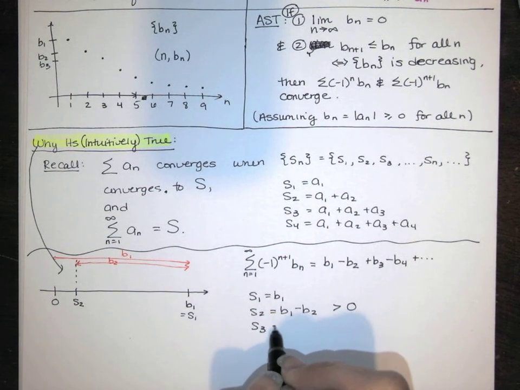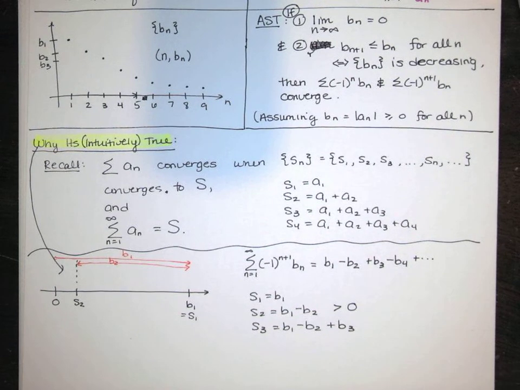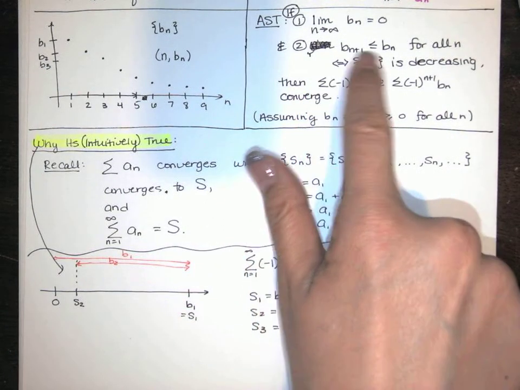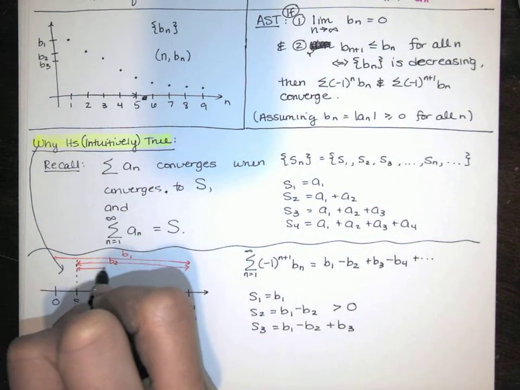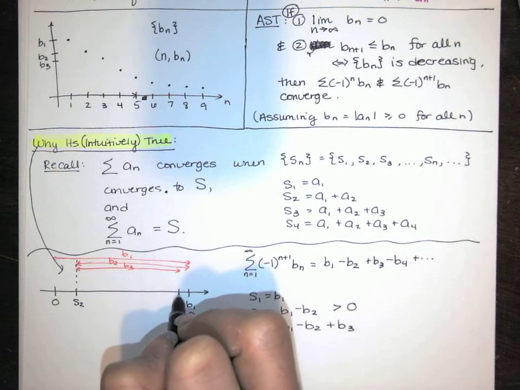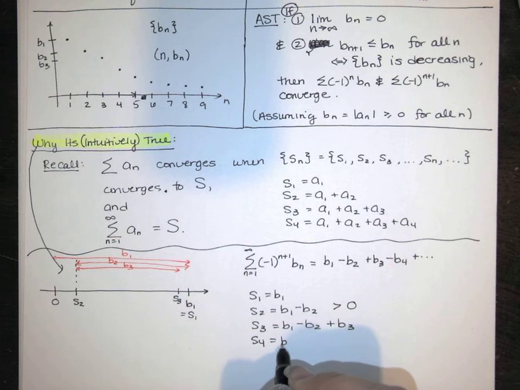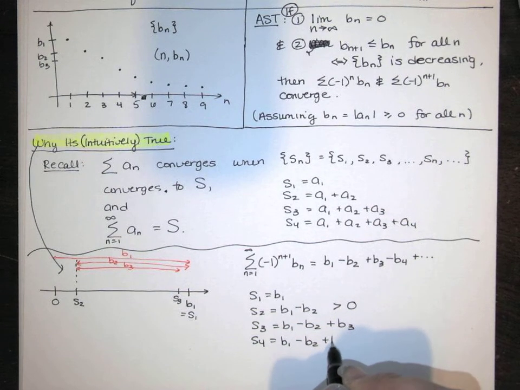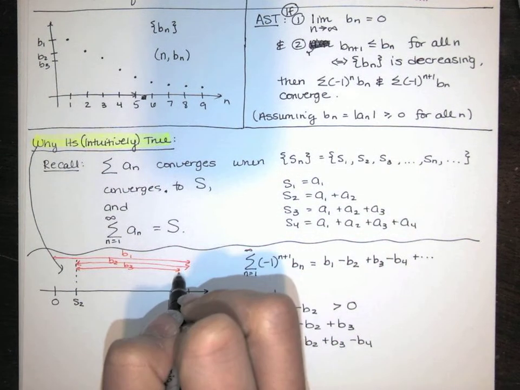Then S sub 3 comes from taking that, and now we're adding something to it. And this number that we're adding, b sub 3, is smaller than b sub 2 because of this second requirement of the alternating series test. So we're going to add b sub 3, and maybe that lands us over here at S sub 3. And then we subtract b sub 4. And remember, b sub 4 is smaller than b sub 3, so we're right here.